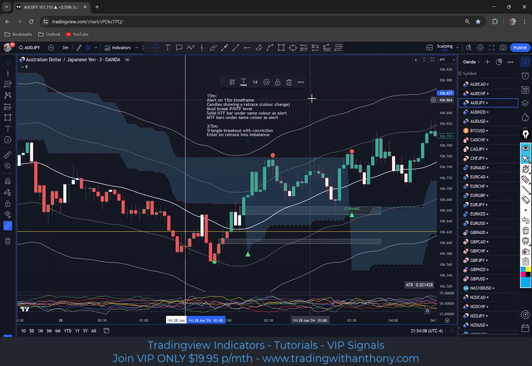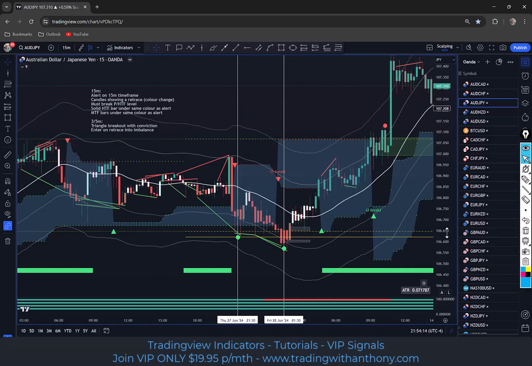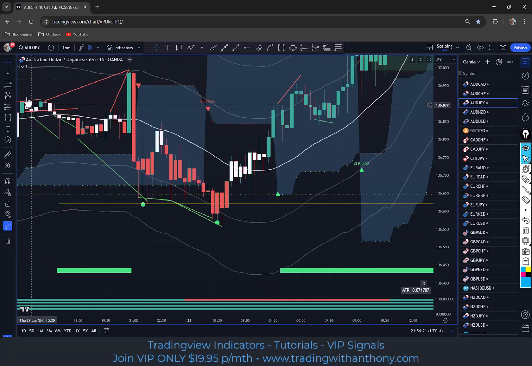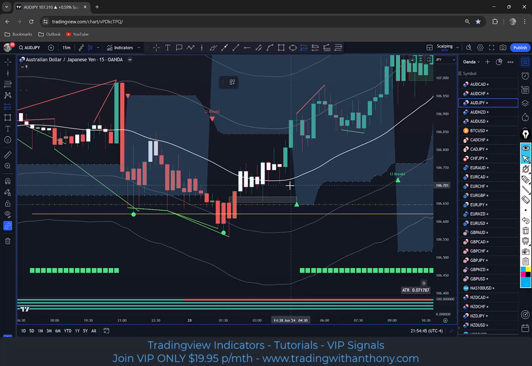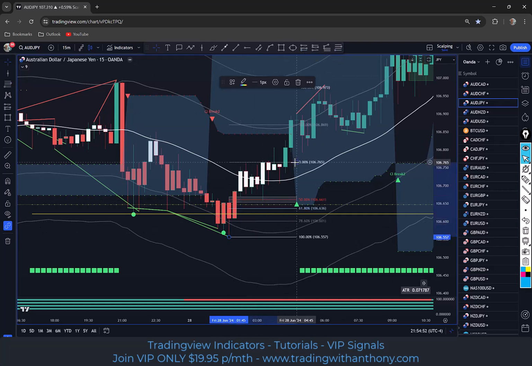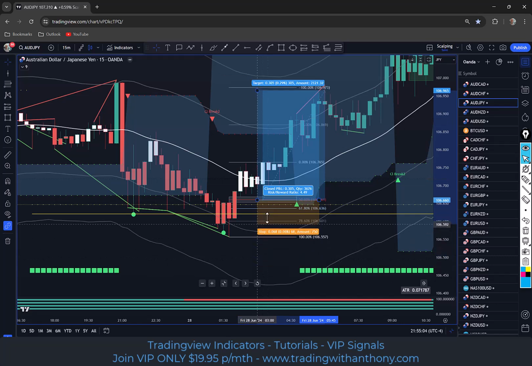Look at the imbalance on the 15-minute as well. Come back to the 15M. Just clear the drawings. Okay, see that? 15-minute time frame imbalance. It's the same one as the 3M. Then we enter a long position, 50% pullback or in the imbalance. There it is, right there. Stop under the yellow line here, under the candles.